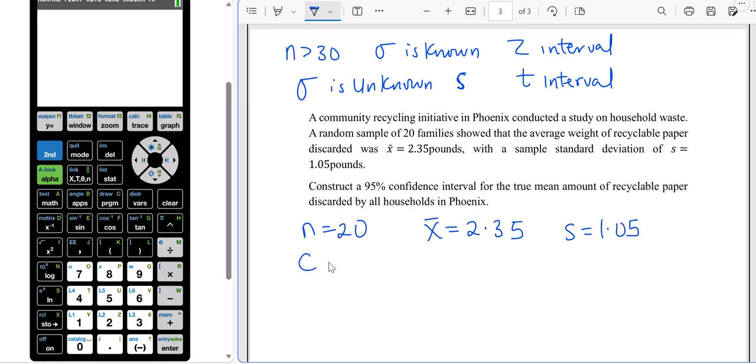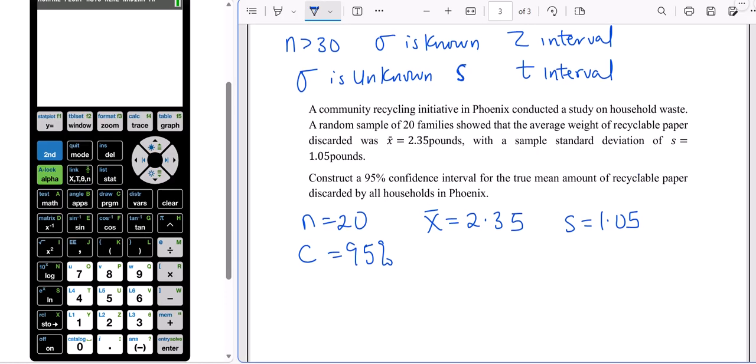Construct, so here your confidence level is 95%, for the true mean amount of recyclable paper discarded by the household. Recall, in the previous video I told you that the confidence interval is always of the form your point estimate minus the margin of error, comma, the point estimate plus the margin of error. Now let's go back to our calculator in this case. So here we are using the T interval. Why? Because the sample standard deviation is given, not the population standard deviation.